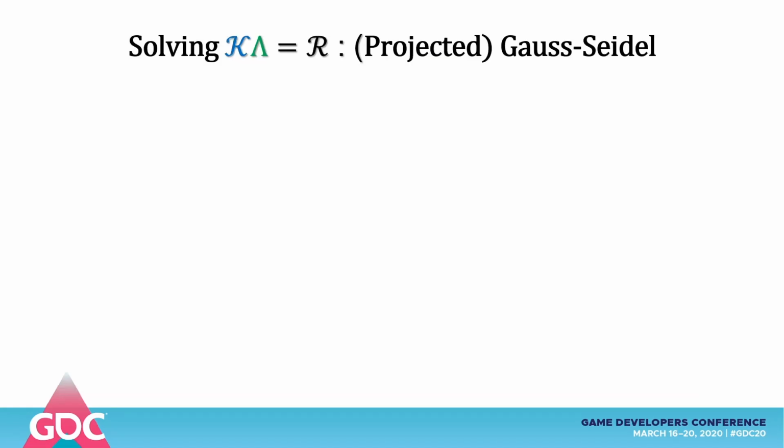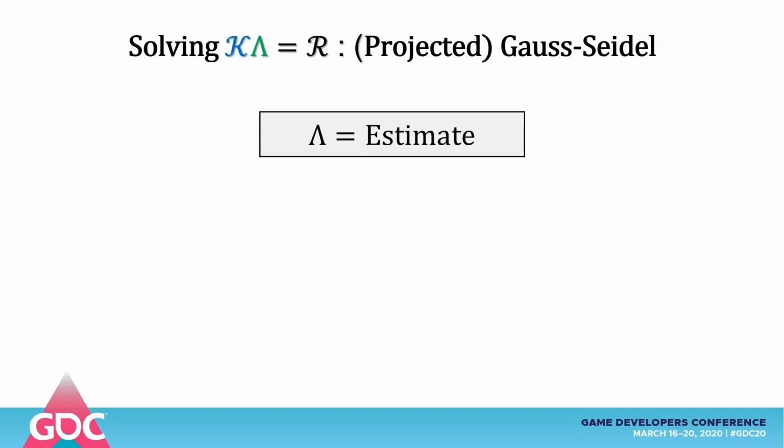Let's review the PGS in detail. It starts with an estimate of the solution, which can be a cached result of the previous frame or simply the zero vector. And it now starts the iterations over the rows of the constraint matrix.